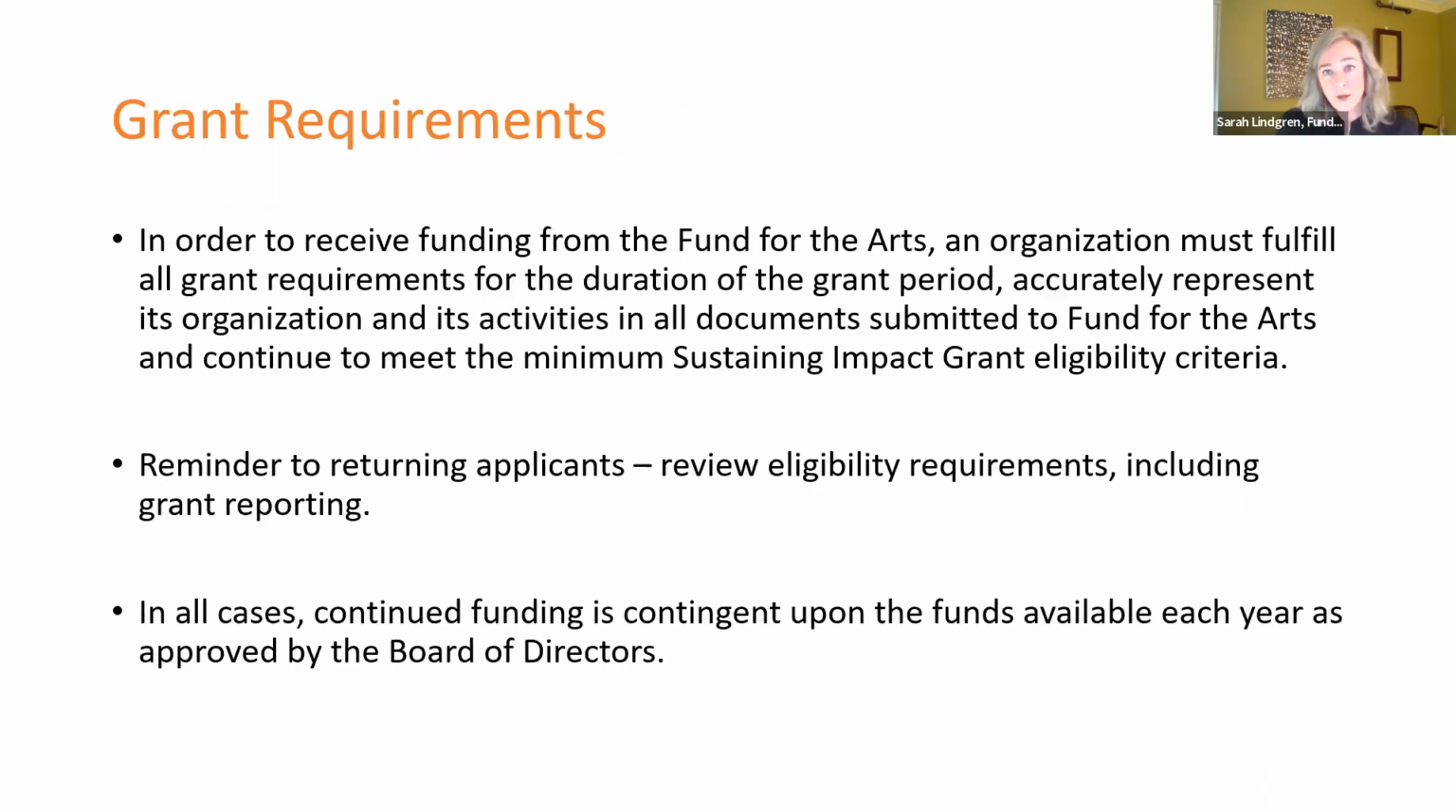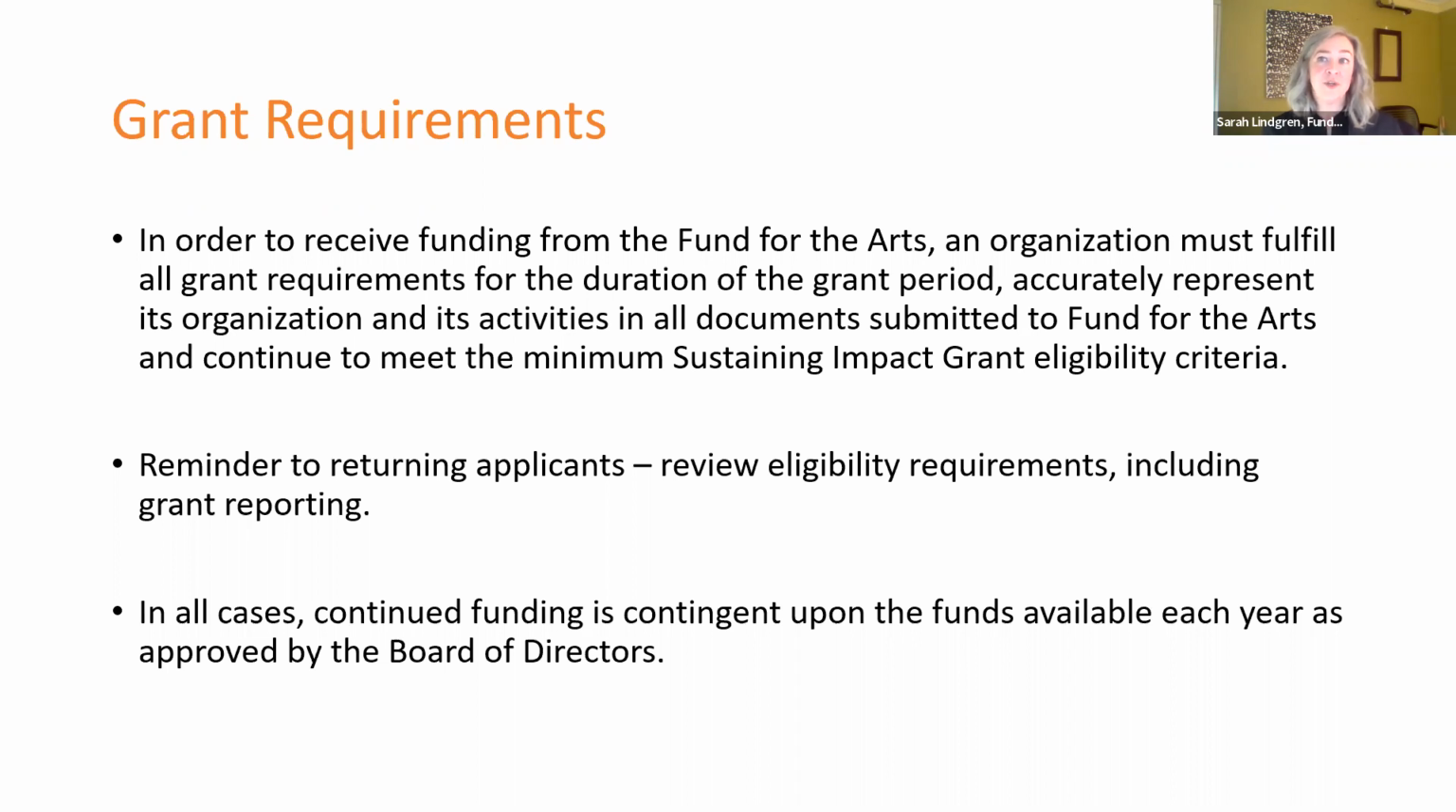Okay, so a couple requirements to keep in mind. In order to go through the application and be considered for funding for the Sustaining Impact Grant, your organization needs to fulfill all the requirements throughout the grant period, okay, and be representing accurately everything that you've submitted to the Fund for the Arts. As a reminder for returning applicants, go back and review the eligibility requirements. Those are in the grant guidelines, and just double check that you're still meeting all of those requirements, okay?